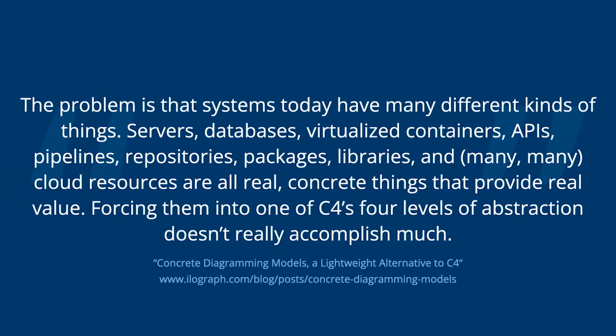But before they get to that point, it turns out they have some issues trying to figure out exactly what things should be represented as what things in C4. And I saw this blog post a couple of years ago. The problem is that systems today have many different kinds of things. Servers, databases, virtualized containers, APIs, pipelines, repositories, you can read the rest. Forcing them into one of C4's 4 levels of abstraction doesn't really accomplish much. So we have tons of things that we're working with. Why should we cram them into 4 levels of abstraction? That doesn't seem like a worthwhile use of our time, essentially.